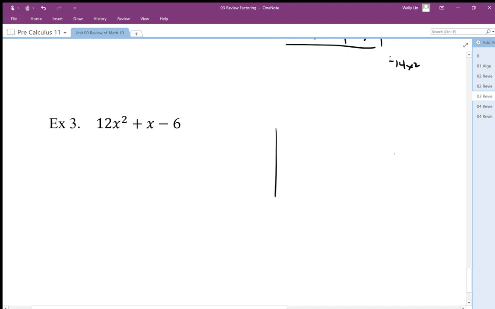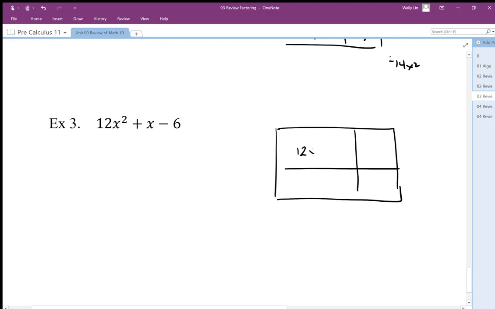So this last one here, I've got 12x squared, negative 6. I've got negative 72x squared. I know that those two factors add up to positive x. Well, the factors that are closest together are 8 and 9. So I'm going to use positive 9, negative 8. Now, it doesn't matter which way I put it, to be quite honest. I can do it either way. I can do it 9x and negative 8. It'll still work. What just happens is I switch my horizontal to my vertical, and my vertical to my horizontal factors.